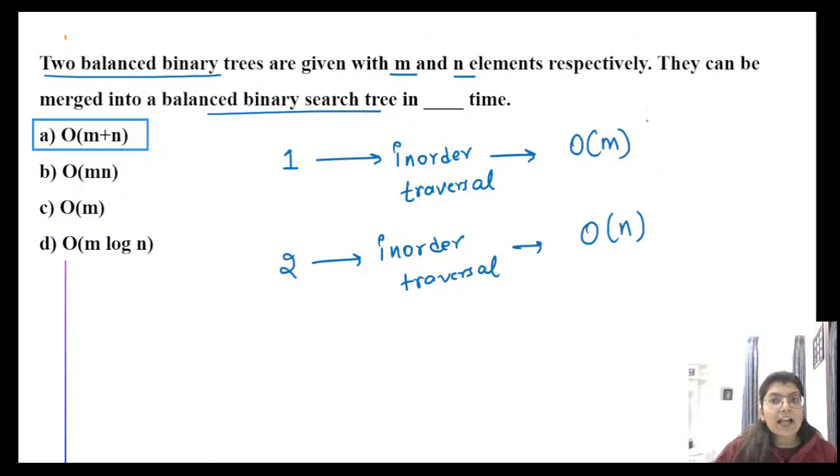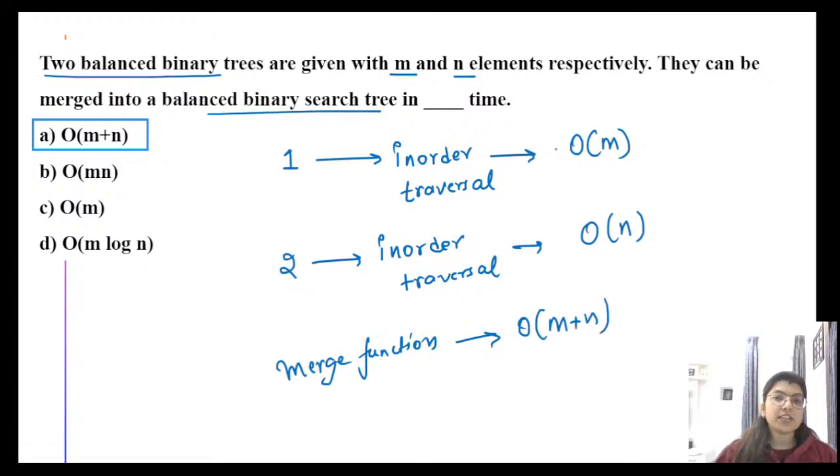Then I have to merge these two. In order to merge these two, I will use the merge function. And when I am having the merge function, the result is order of m plus n, because I'm merging these two arrays. So the correct answer is that the merging will take order of m plus n time. In how much time will it merge? They will merge in order of m plus n time. Clear, everyone?